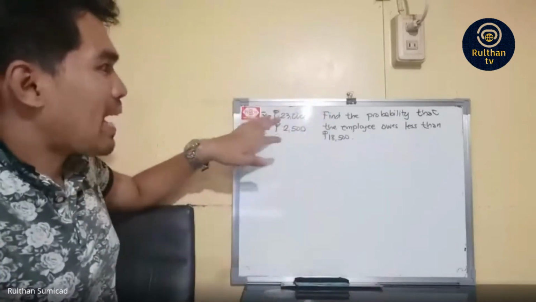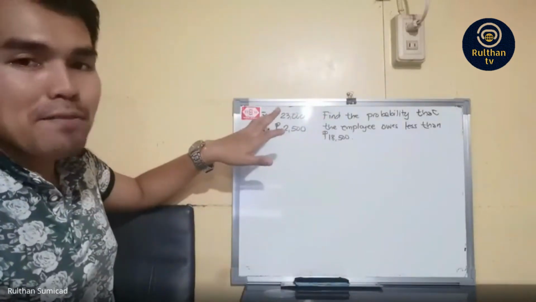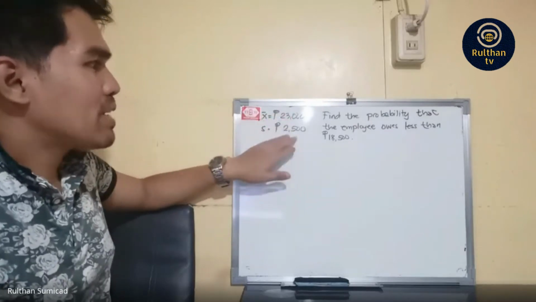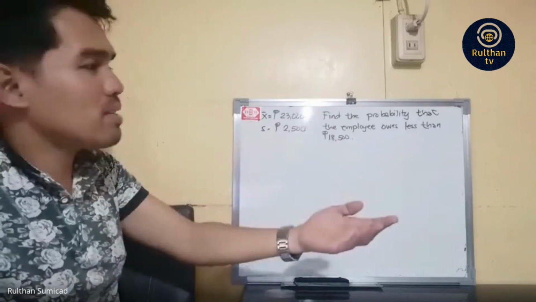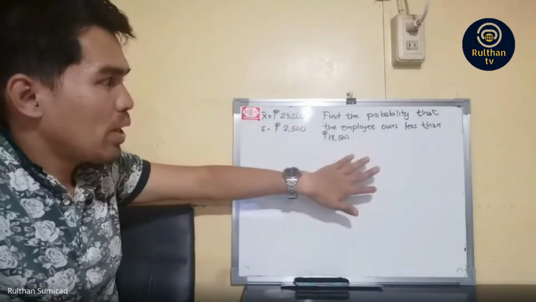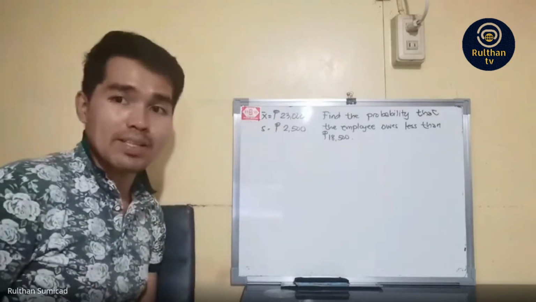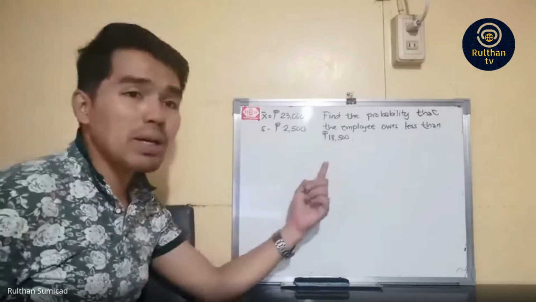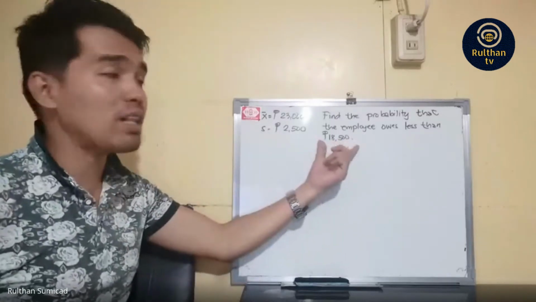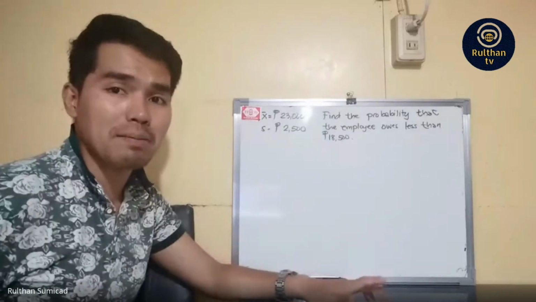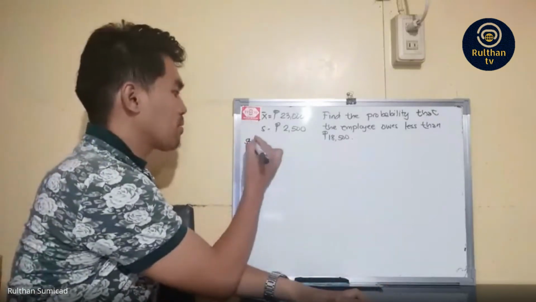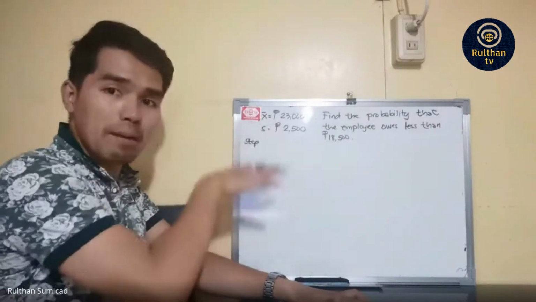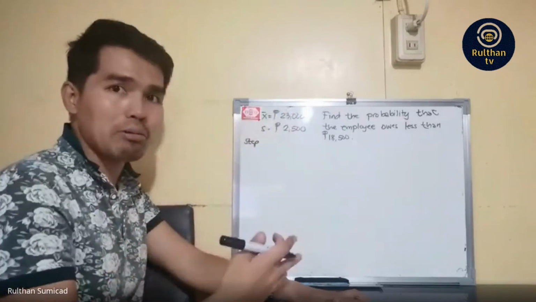If the average debt of the RFS Pharmacy employees is 23,000 pesos with a standard deviation of 2,500, what is the chance of an employee having a loan of less than 18,500? So that's the question. Now, here is what we're going to do. First, we will look for the z value equivalent to 18,500. I'm just going to write here the steps so that everybody will be able to follow where we started and where we will end.